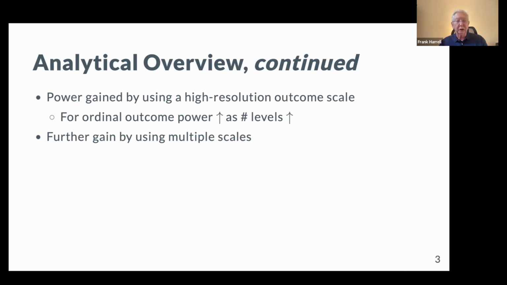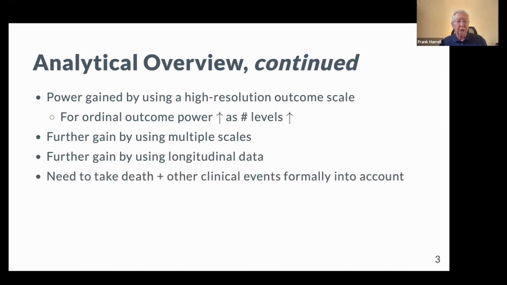You'll have a further gain if you use multiple outcome scales because you might be capturing different kinds of things such as quality of life and patient function and certain physiologic outcomes. That will gain power. And then you have a further gain by using longitudinal data. So if you could have more of a continuous outcome measured multiple times, you're going to have the really gold standard sort of clinical trial design with maximum power.